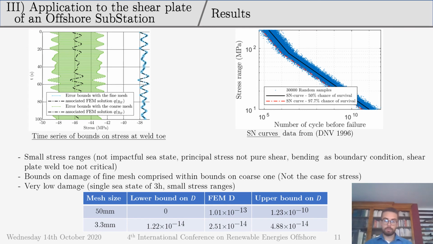What you can see as well is that the fine mesh allows us to guarantee the order of magnitude of the damage, because it's in the range of 10 to the minus 14. You can see as well that there is a factor of 25 between the estimation of the damage with the FEM solution on the coarse and the fine mesh.